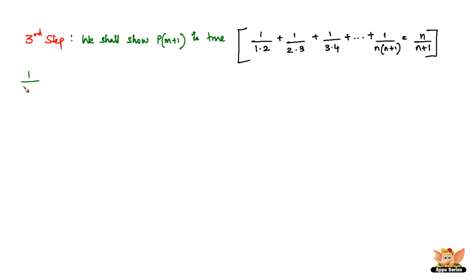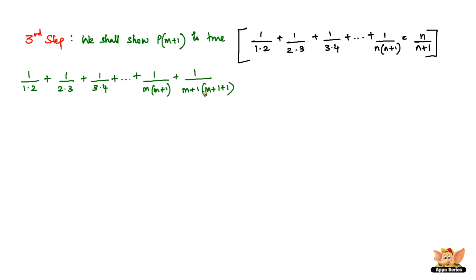It's going to be 1 divided by 1 times 2 plus 1 divided by 2 times 3 plus 1 divided by 3 times 4 plus ... plus 1 divided by m times m plus 1. It's not going to stop here because we have to do m plus 1 as well. This is just replacing n by m. But m plus 1 is going to come after this. Plus 1 divided by m plus 1 times m plus 1 plus 1.